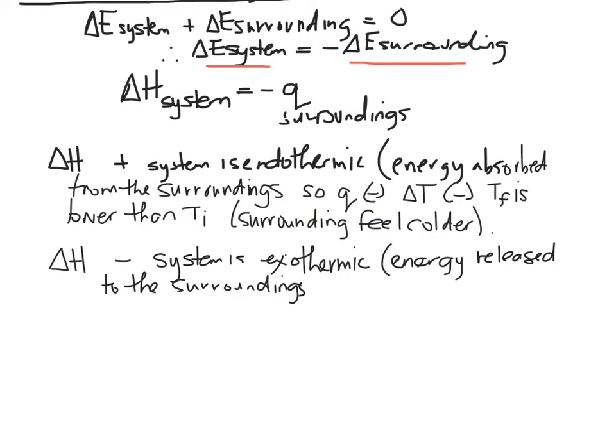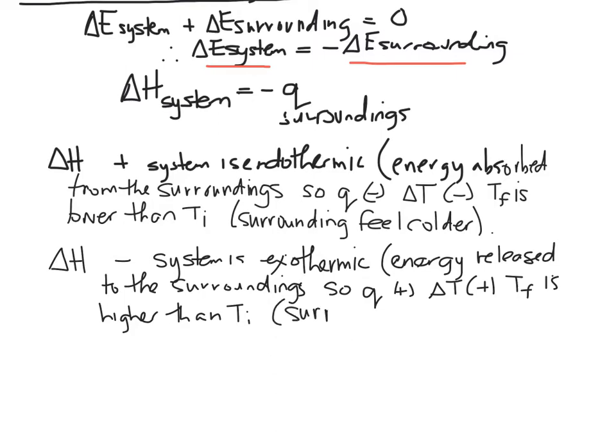If delta H is negative, then the system is exothermic. Energy is released to the surroundings. So Q will be positive because delta T is positive, meaning T final is higher than T initial. So the temperature of your surroundings went up. So your surroundings feel warmer or even hotter.